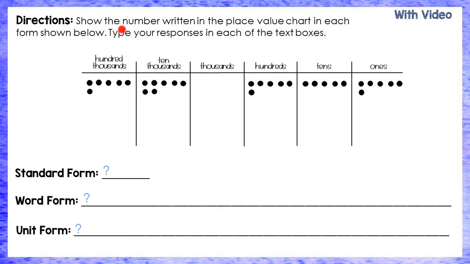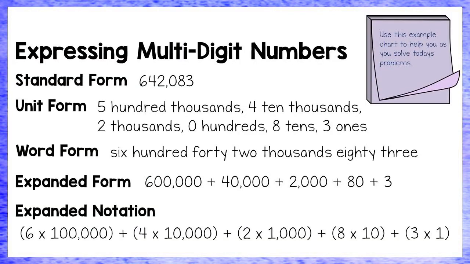Directions. Show the number written in the place value chart in each form shown below: standard, word, and unit. Type your responses in each of the text boxes. Anywhere there's blue text, you can click there and type your answers. This chart can be found on slide 4, and it gives you the exemplars of each of the forms.